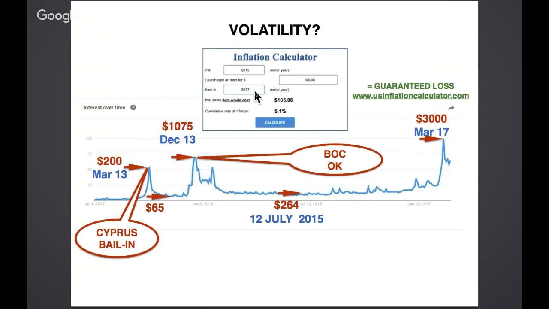Now, 2013 to 2017, if you had $100, then in 2017, you're going to need $105 to buy the same item that would have cost you $100 just 4 years ago. That is 5% inflation. That 5% inflation means a guaranteed loss in your purchasing power of your dollar. What does that mean for Bitcoin? Well, Bitcoin is volatile. This thing is a straight line going down. It is not going up.